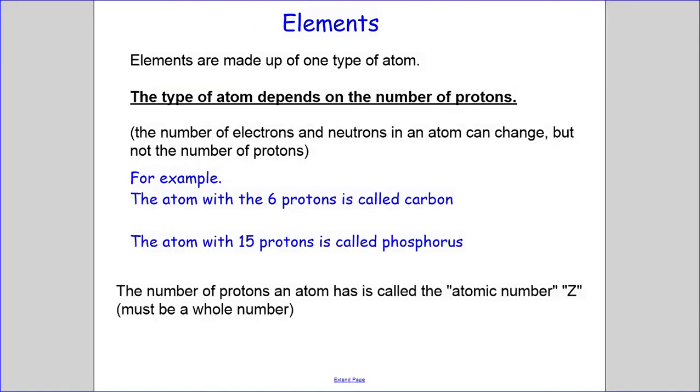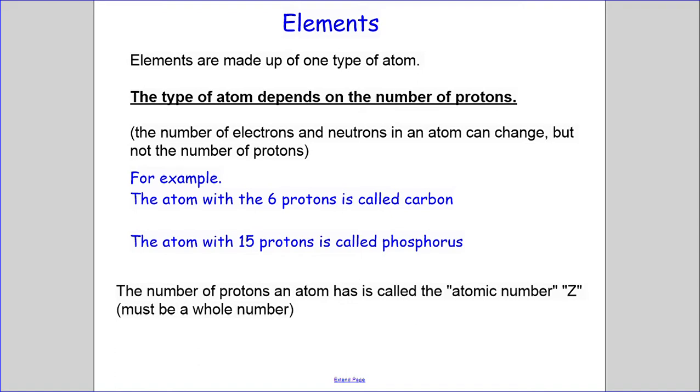Elements are made up of one type of atom, and the type of atom depends on its number of protons. That's how our table is classified. The number of electrons and neutrons in an atom can change, but not the number of protons. They stay the same. So for example, an atom with 6 protons, we identify as carbon, and an atom with 15 protons, we identify as phosphorus.